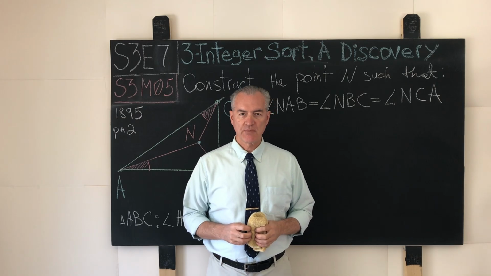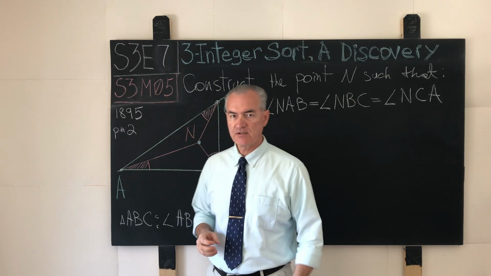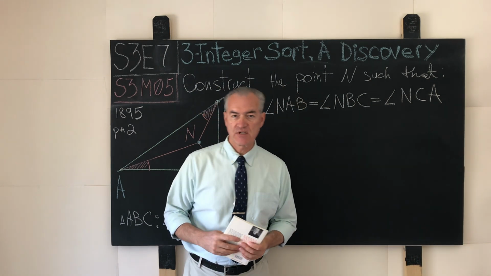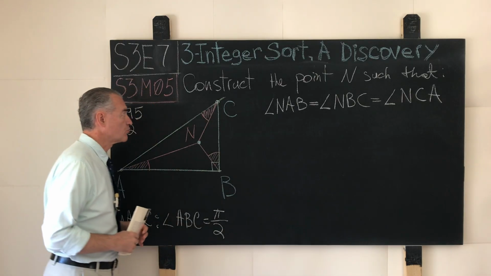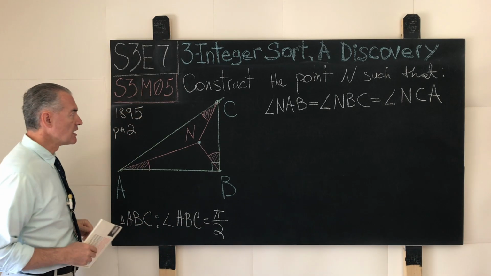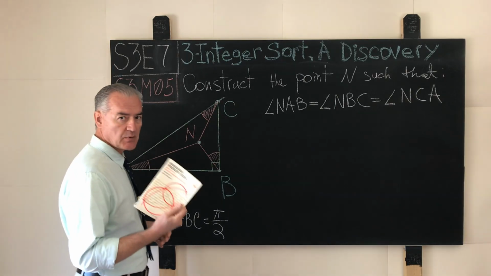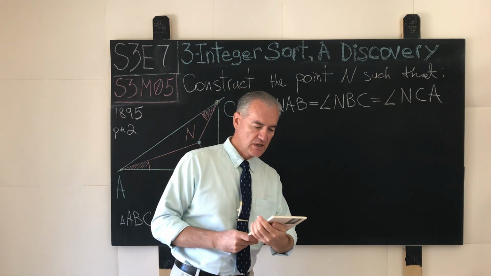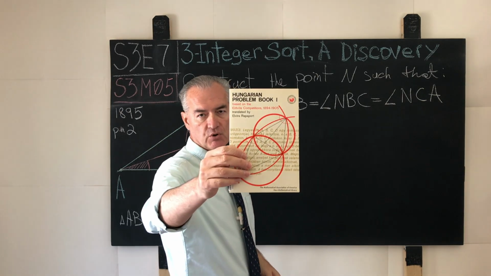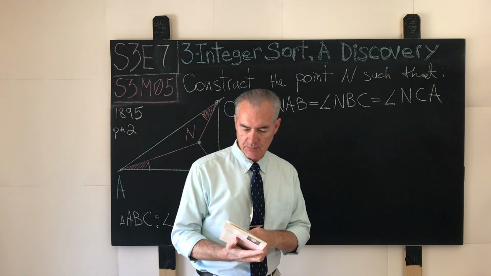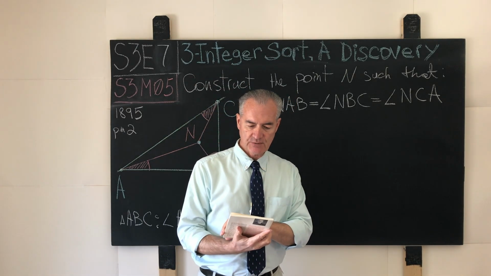Our next challenge will be a problem in mathematics, and in our nomenclature it will be the math problem S3M5, shown over here in the upper left hand side of the board on your screen. But in reality, this problem comes from an absolutely wonderful book called Hungarian Problem Book number 1. This is a problem for those who have this book.